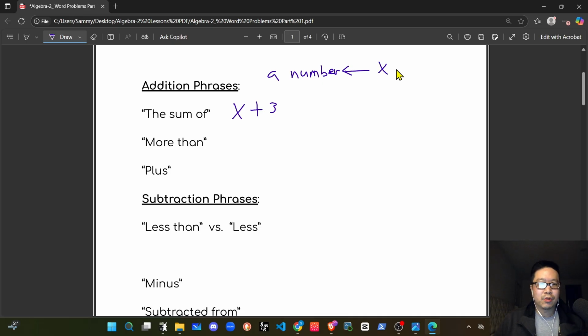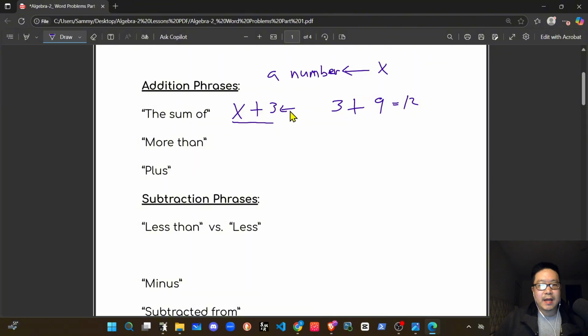Okay. So again, if you encounter the phrase the sum of, whether it's two numbers, so if they say something like the sum of 3 and 9, well, it's just 3 plus 9, which is 12. But if they say something like the sum of a number and some other number like 3, you would be directly translating your phrase into this expression.